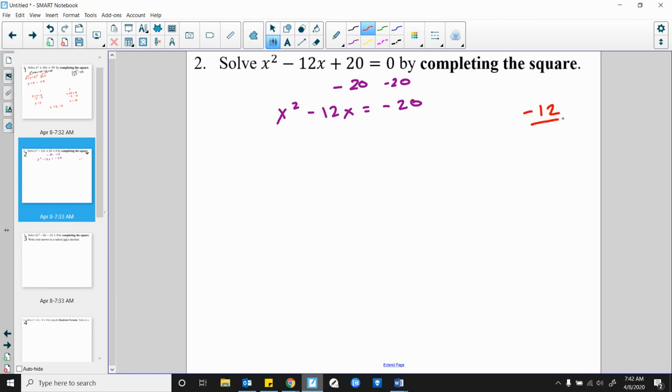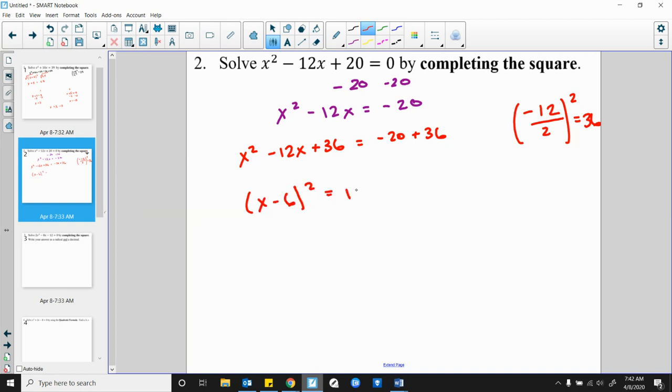b is negative 12, so it's negative 12 over 2 squared. Negative 12 divided by 2 is negative 6. Negative 6 squared is going to be 36. So I'm going to add 36 to both sides here. So x squared minus 12x plus 36 equals negative 20 plus 36. From here, we can factor. What multiplies to get me positive 36 and adds to give me negative 12 is negative 6. So I'm going to have x minus 6 squared equals 16.